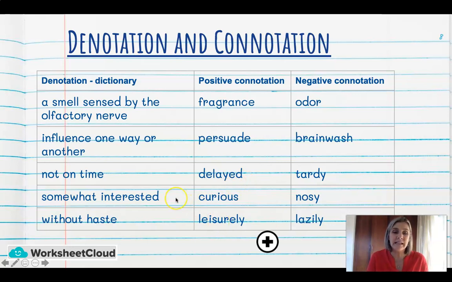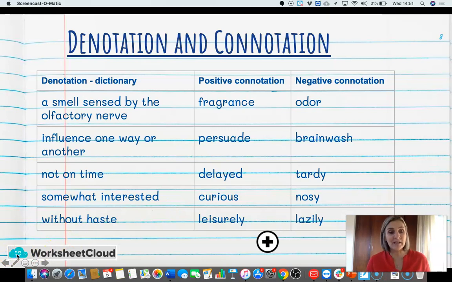Somewhat interested, lovely word. You can either be curious or nosy. Obviously, to be curious about the world and things to do with science and words and life is good. That's got that positive feeling to the word. But nosy is almost like, and I'm scratching my nose, but that was just coincidental. If you're nosy, you're trying to find out something so that you can use it against somebody. So it's a little bit more of a negative connotation.